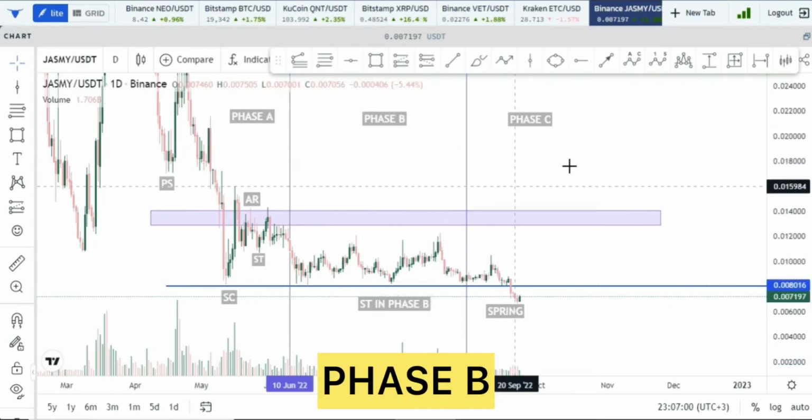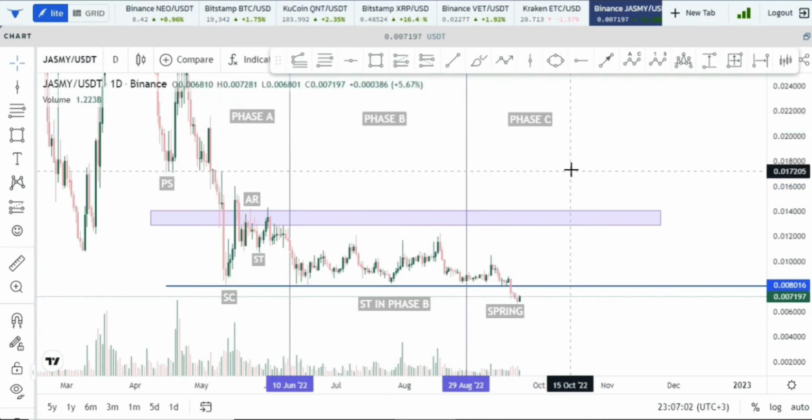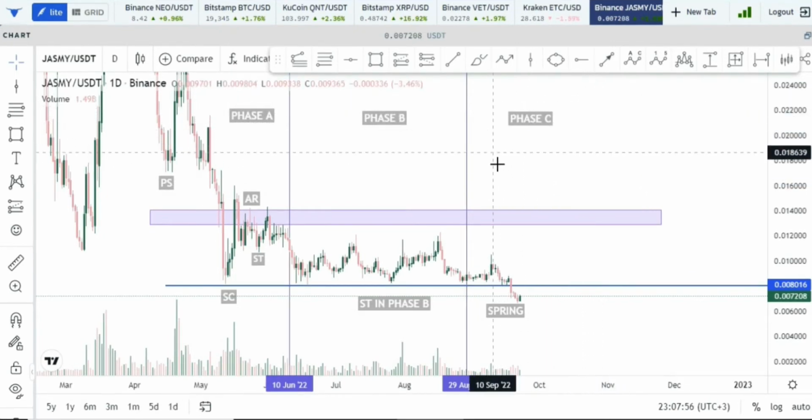Right now we come to where we are right now, which is phase C, right, on the Jasmy price chart. Phase C is really scary in a Wyckoff accumulation structure because you have something that is called a spring, right?